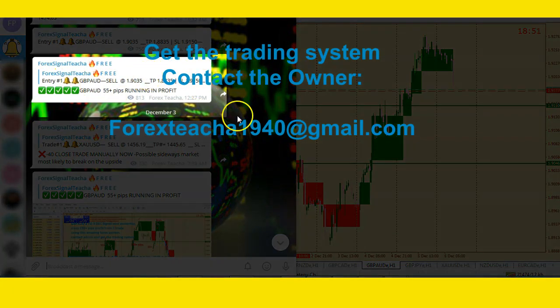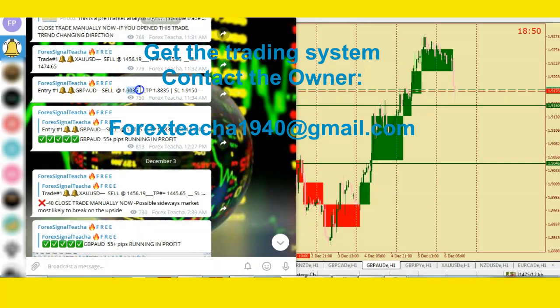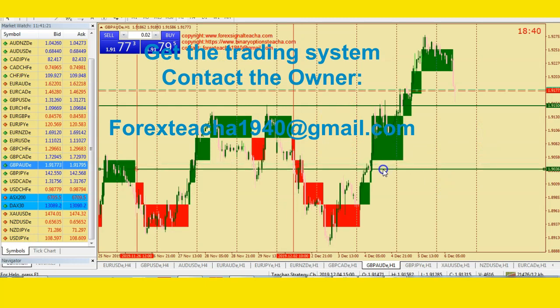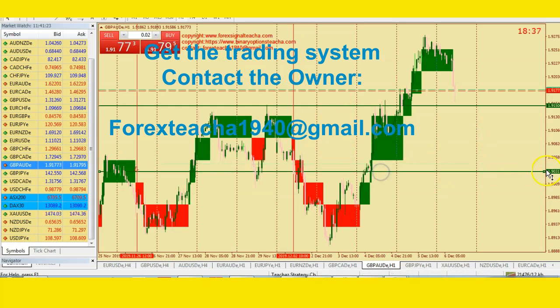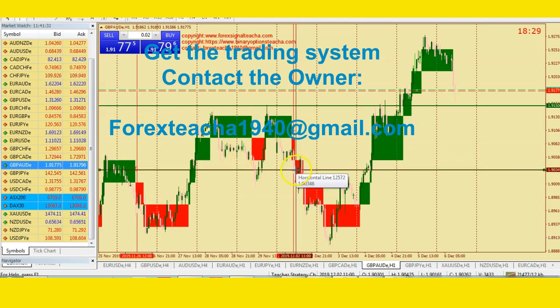This was the sell trade. You can see it here. This was the sell trade at 1.9035. So if you go to 1.9035, which you can see somewhere around here, from here to there, this was about 140. It was actually 140.